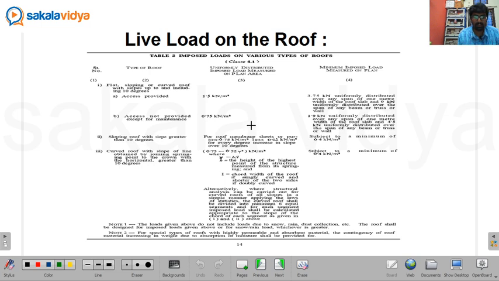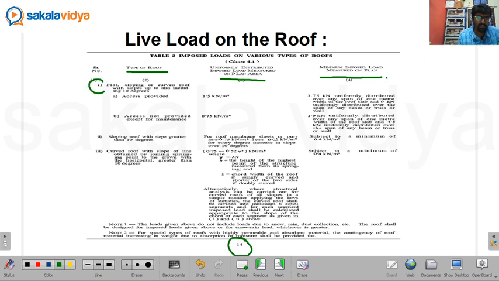Okay, let me make it clear. Live load on a roof, table number 2: the imposed loads on various types of roofs. This table is found in page number 14. Here we are going to have 3 different columns. The first one is type of roof, uniform distributed imposed load measured on the plan area. Next, minimum imposed load measured on the plan.